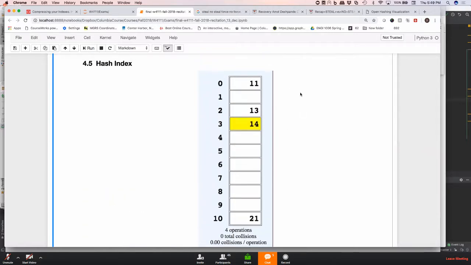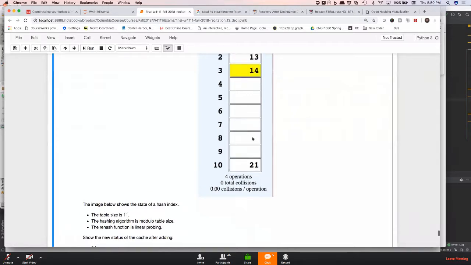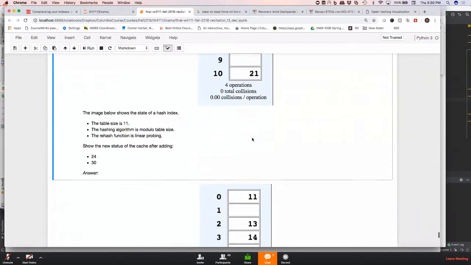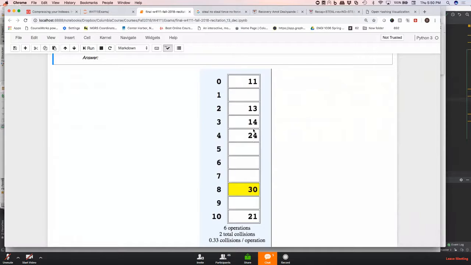24. So it's going to be boom, boom, boom. And then 30, what is that? So 30 mod 22, it's 8. So it would go there. All right. So there's no cache hit. So you can actually see that this one has the answer. So there's 24 and there's 30. So that's what they got.